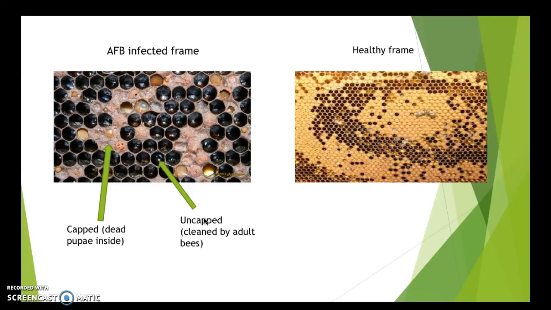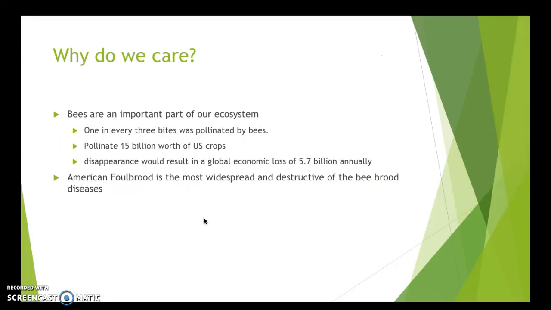Now I want to move on to why we care about this disease. What is so important about bees and this disease that is killing them? As many of you know, bees are very important to our ecosystem. They help pollinate all the crops that we humans need to sustain life. Not only do they pollinate the food that we need, they also pollinate things like alfalfa that feed the cattle that we humans rely so heavily on for meat and dairy products. It is estimated that 1 in 3 bites that we eat was pollinated by bees.